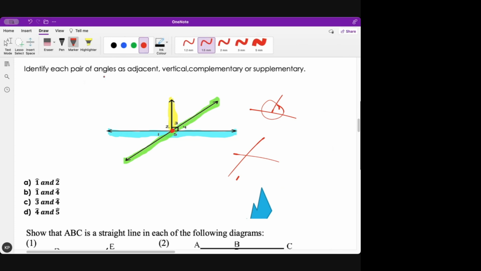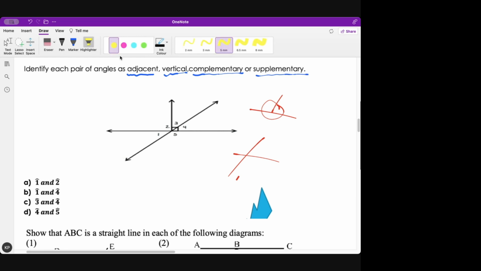Identify each pair of angles. So we're going to identify these pairs as either adjacent, vertical, complementary, or supplementary. Great, let's get going. Angle 1 and 2. How would you classify or identify those two angles? Maybe I should get rid of the highlight now for you guys to see properly. Angle 1 and angle 2. Beautiful. To me, they are adjacent.